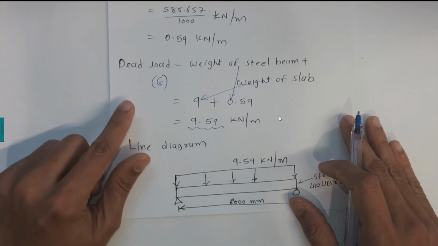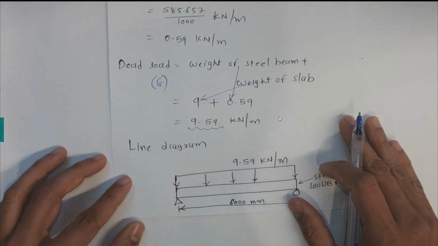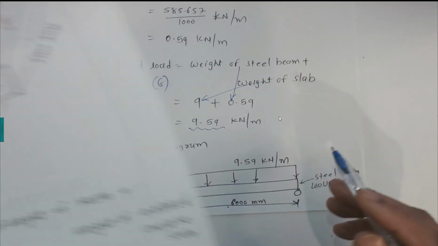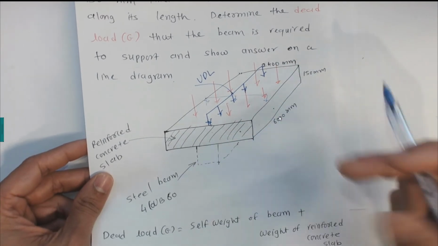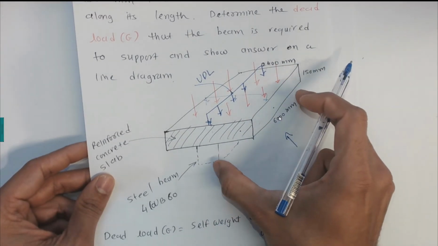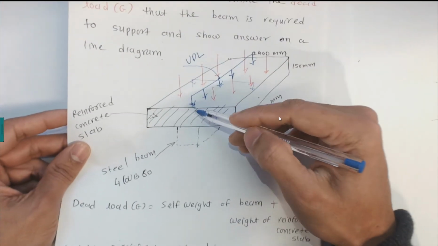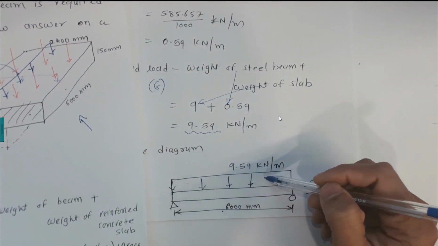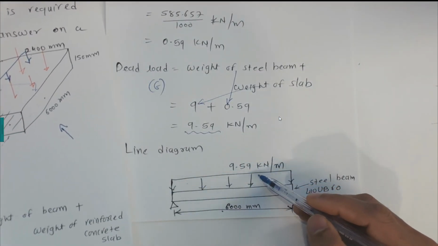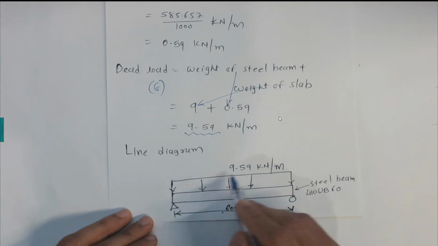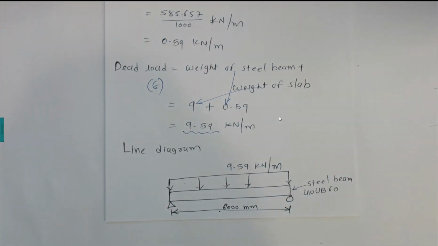Now the question is also asking to draw the line diagram. So if I draw this beam, which is 6000 millimeters, looking from this end, I can draw this beam like this, which is 6000 millimeters, and this UDL load, I am drawing it here, which is 9.59, and it is simply supported, so a pin and a roller. So that is the case of simply supported. Then this is the steel beam, and this is the UDL load applied. So that is the line diagram. That is the final answer for this question. Thank you very much.